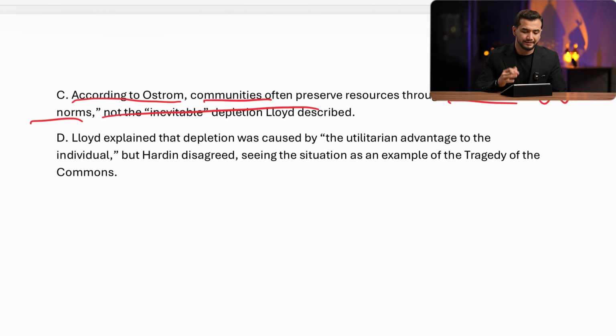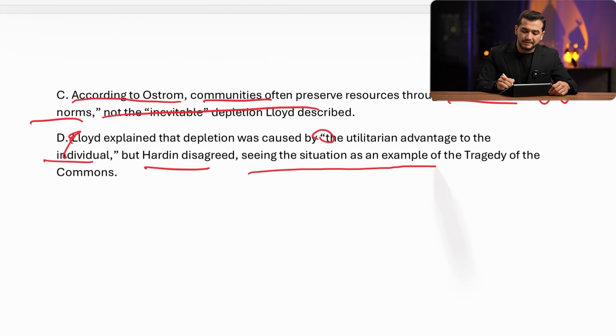But let's see option D as well. Lloyd explains that depletion was caused by the utilitarian advantage to the individual. Again, this quotation belongs to Lloyd, but we need it from somebody else to challenge him or his idea. But Hardin disagreed, seeing the situation as an example. You see, there is no quotation as well. You see how they're going to trick you? So D option will be out as well. So C will be correct.